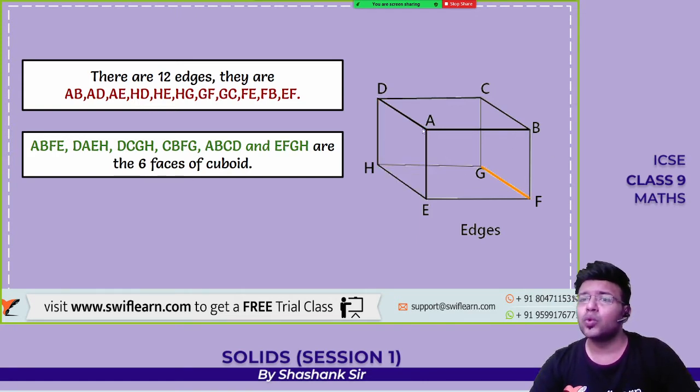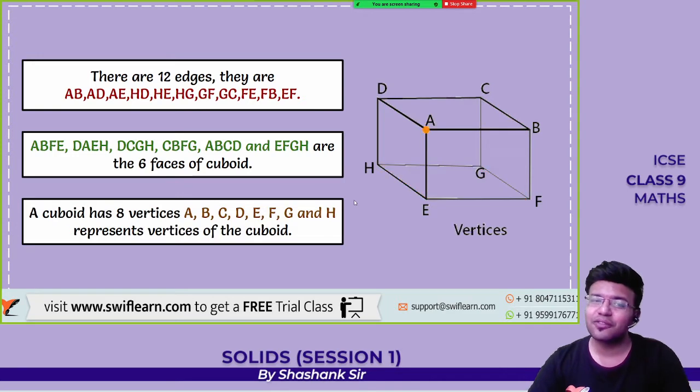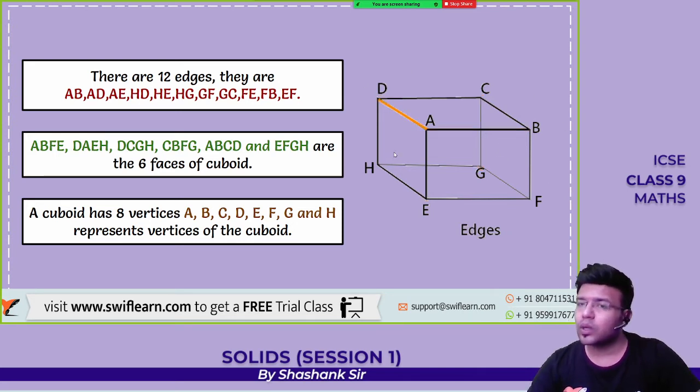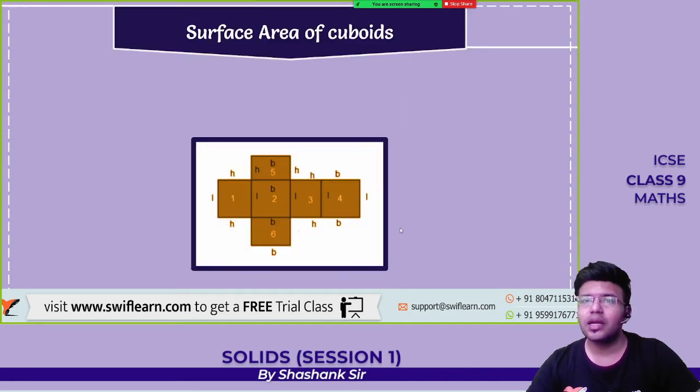Okay, 1, 2, 3, 4: 4 curved faces and one at the top, one at the bottom, which is lateral. So in total it has 6 faces and 8 vertices. Each alphabet represents a vertex. A, B, C, D is one set of 4 vertices, and E, F, G, H is 4 more. So total 8.